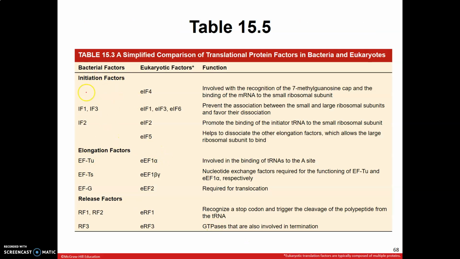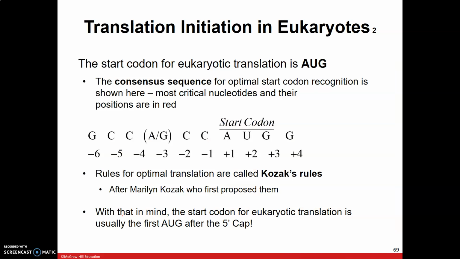So over here we have our initiation factors, IF1, 2, 3. We have elongation factors, EF-G, EF-Ts, EF-Tu. And then over here in eukaryotic cells, we have eukaryotic factor 1 alpha and so forth. These are just different factors that are associated with initiation, elongation, and releasing of the protein after it's been produced.